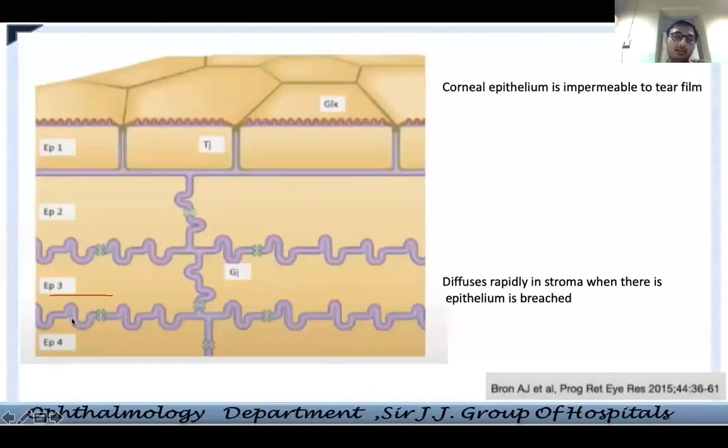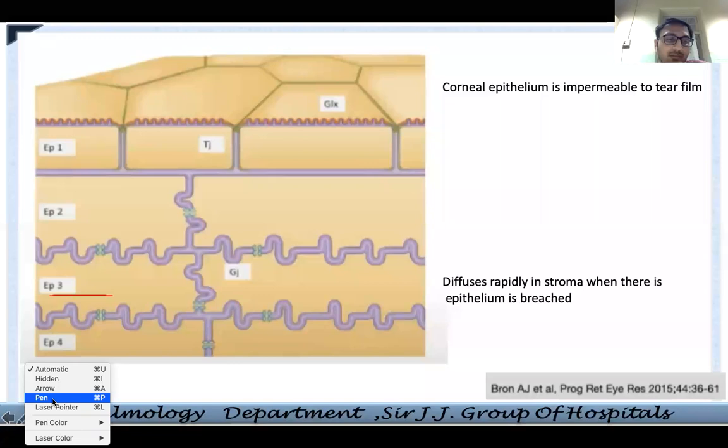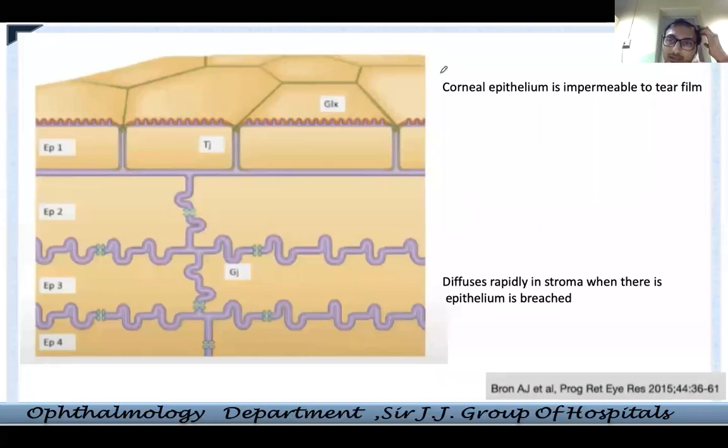Now moving ahead, coming to a bit of a theoretical part. This is what I am trying to talk about. Epithelium is generally impermeable to the tear film. So you put a fluorescent and it will wash off after a while. Nothing will go inside, ideally. Now what happens? What happens is these junctions. There are three important things that I want all of you to understand. First is the glycocalyx. Second is the tight junction, and third is the gap junction.